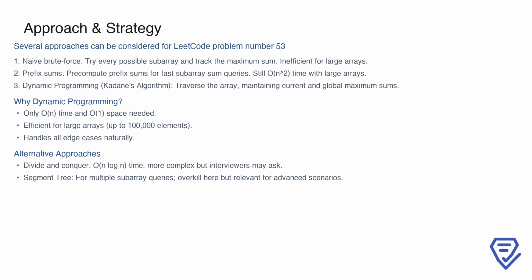The best approach here is dynamic programming, specifically Kadane's algorithm. It only needs one pass through the array, making it truly optimal, and automatically adapts to all the edge cases that the constraints require. That's why practically every interviewer expects this solution. Alternative, more advanced strategies like divide and conquer can bring the runtime down to O(n log n), which is still worse than Kadane's, but it's good to know for variation and discussion. Segment trees would only be necessary if you had to support many subarray sum queries, which isn't the case here. Let's proceed by exploring how Kadane's algorithm solves this problem efficiently.